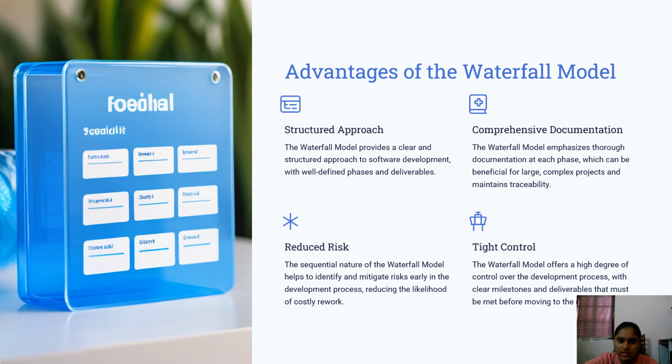Advantages of the waterfall model. Structured approach. The waterfall model provides a clear and structured approach for software development with well-defined phases and deliverables. Comprehensive documentation. The waterfall model emphasizes thorough documentation at each phase, which can be beneficial for large, complex projects and maintains traceability. Reduced risk. The sequential nature of the waterfall model helps to identify and mitigate risk early in the development process, reducing the likelihood of costly rework. Tight control. The waterfall model offers a high degree of control.